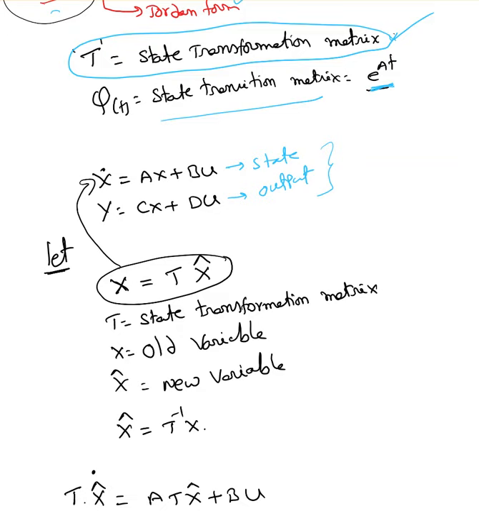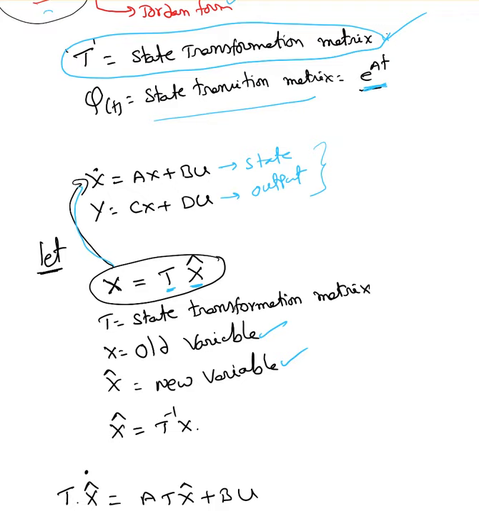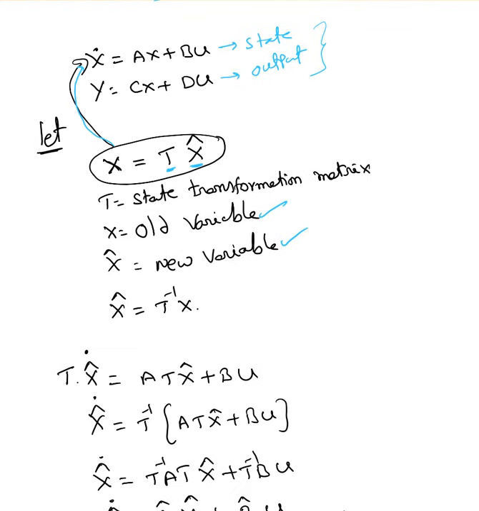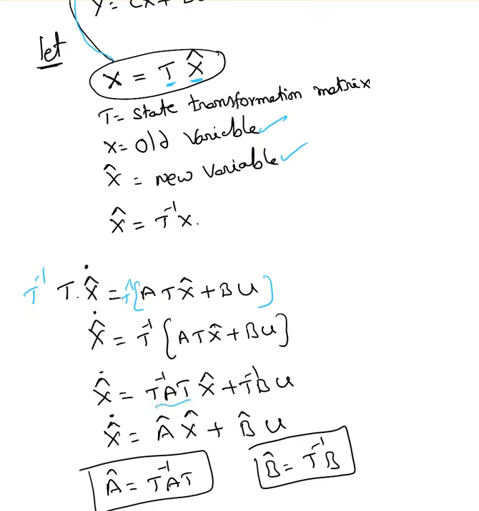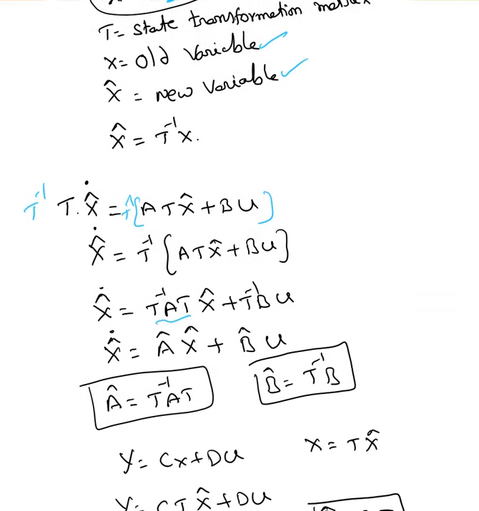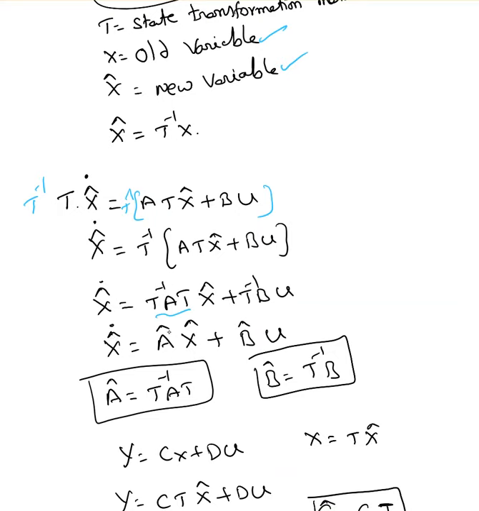Now, let x equal T times x hat, where T is the state transformation matrix and x hat is the new state variable. x is the old state variable, x hat is the new state variable. Based on this, x hat equals T inverse times x. Now I'm going to substitute x equals T times x hat in the given state equation. So T times x hat dot equals A times T x hat plus B times u. If I multiply this with T inverse, it's going to be x hat dot equals T inverse A T x hat plus T inverse B u. So x hat dot equals A hat x hat plus B hat times u.